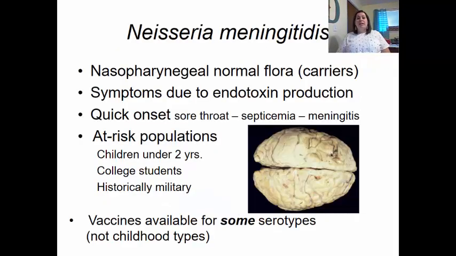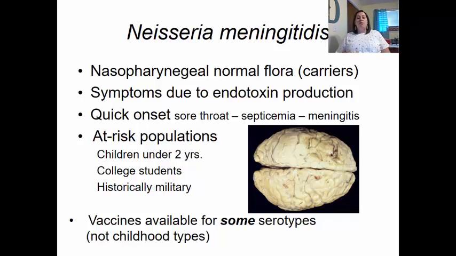The next group is the Neisseria meningitidis. This is going to also be found in your normal flora of the nose and the throat, and about 40% of the population are carriers. The symptoms that happen with this meningitis are due to endotoxin production. So we see that there can be a quick onset with a sore throat, which then can lead to septicemia, which then leads to meningitis pretty quickly.